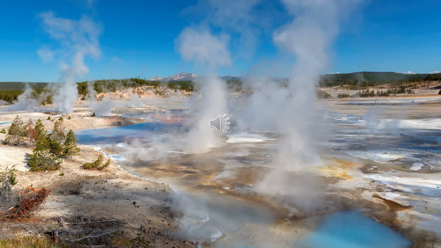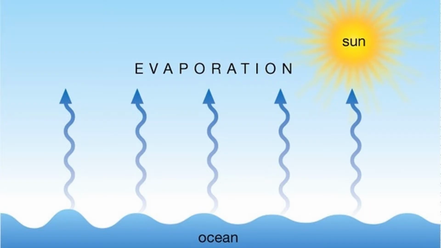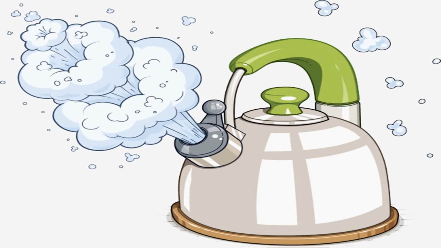Evaporation is the process by which water changes from a liquid to a gas or vapor. As the temperature increases, the rate of evaporation also increases. Evaporation is the process by which an element or compound transitions from its liquid state to its gaseous state below the temperature at which it boils.